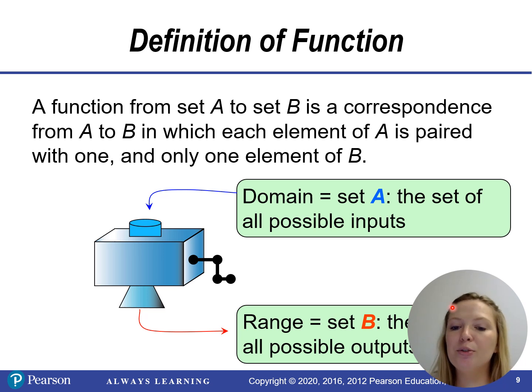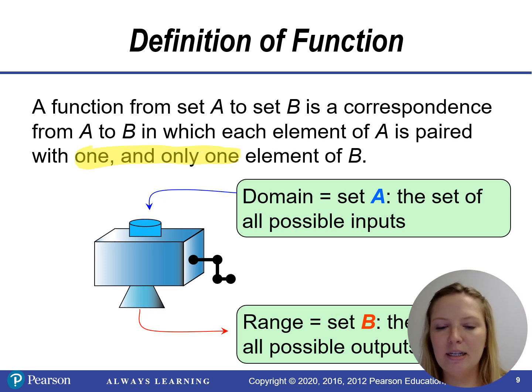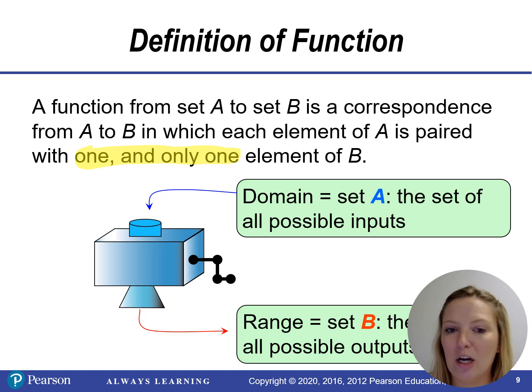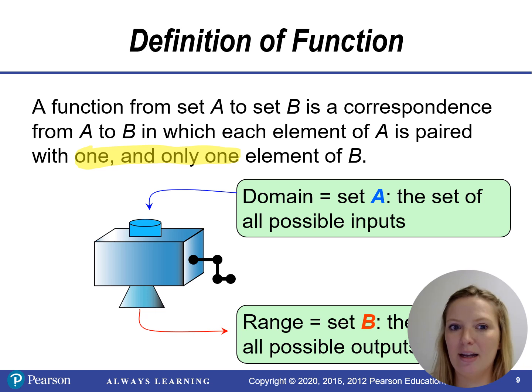So we need to define a function and a couple of other words that go along with function. A function goes from set A to set B, and it's a correspondence from A to B in which each element of A is paired with, and here's the important part, one and only one element of B. So every input yields exactly one output, not more than one, not 0, exactly one output is given to each input.